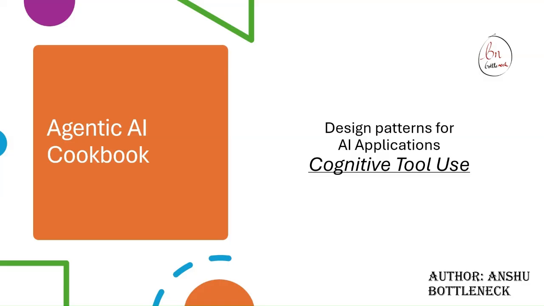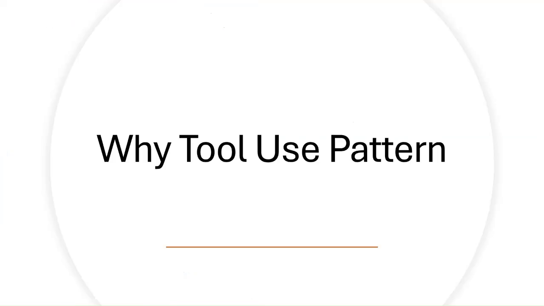But one key challenge still remains: how can an AI interact with external systems and take actions in the real world? That's where the tool use pattern comes in, making modern agentic systems more powerful and practical. So why tool use pattern?